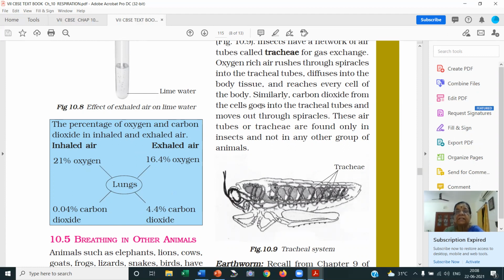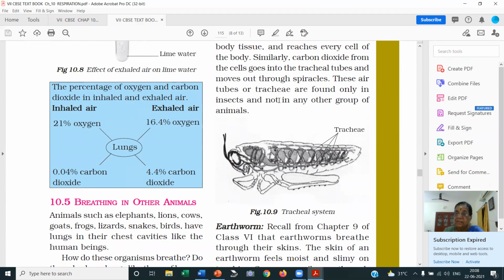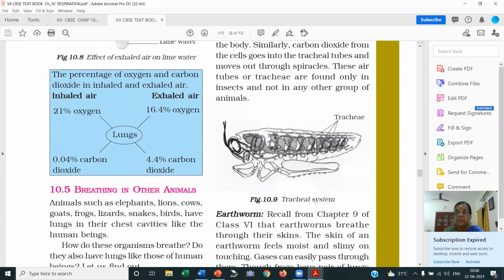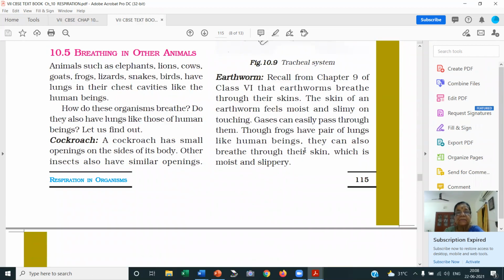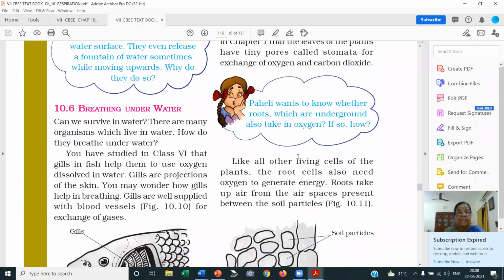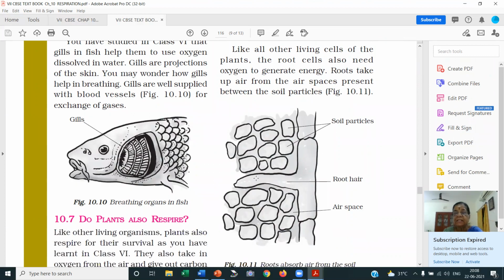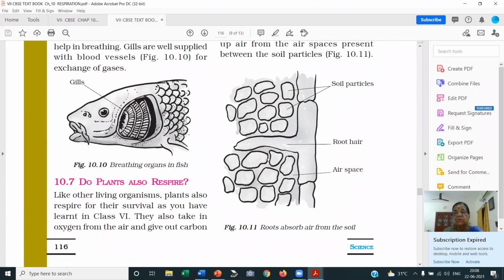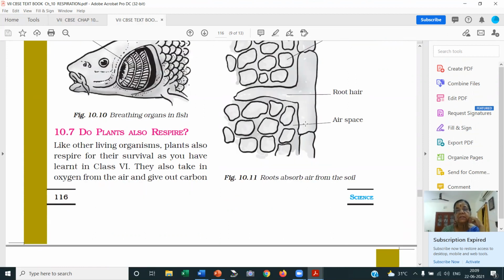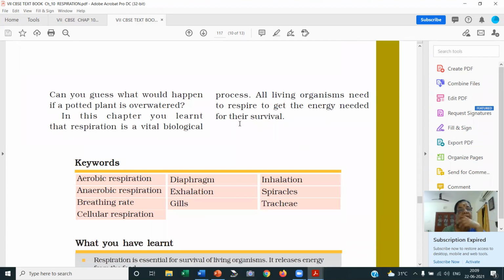Then respiration in other animals. Tracheal system in cockroach through spiracles, earthworm through moist skin. Breathing under water is through gills. I hope you understand. And then respiration in plants. Roots absorb air from the soil. The air in the space between the soil particles is absorbed by the root hair. Then we have learned about lenticels, and aquatic plants also respire.